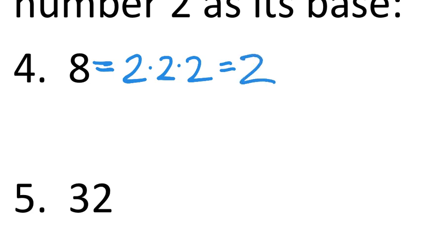So the base is 2, because the 2 is being multiplied over and over and over. They told us that the base should be 2, by the way. And I count 1, 2, 3 of those 2's. So the base is 2, while the exponent is 3.